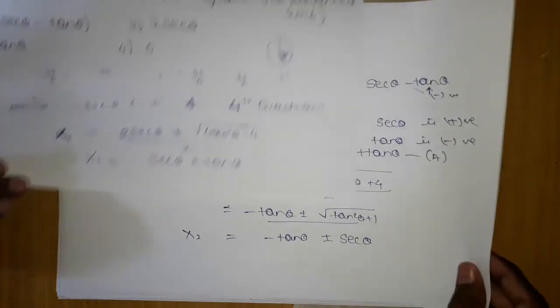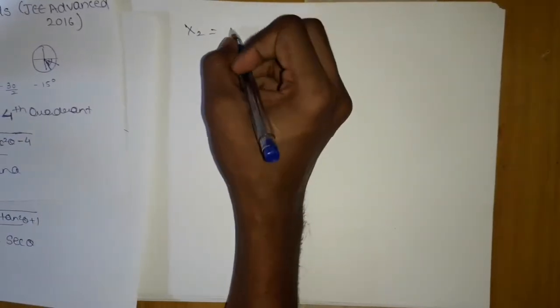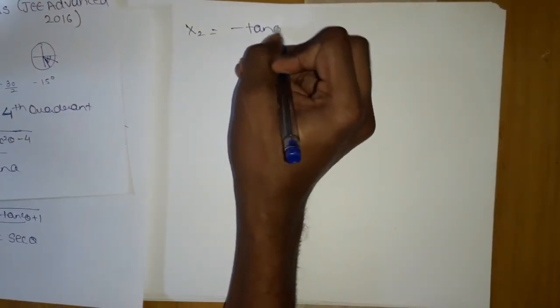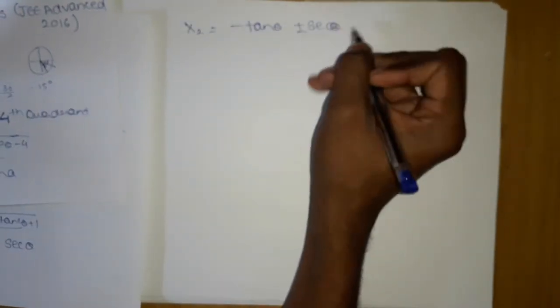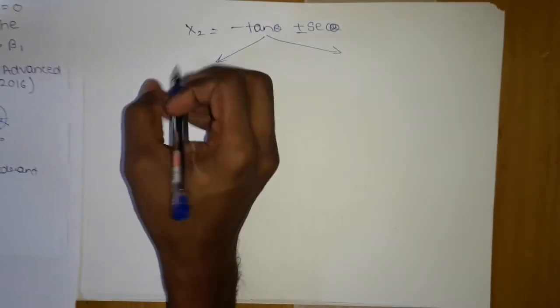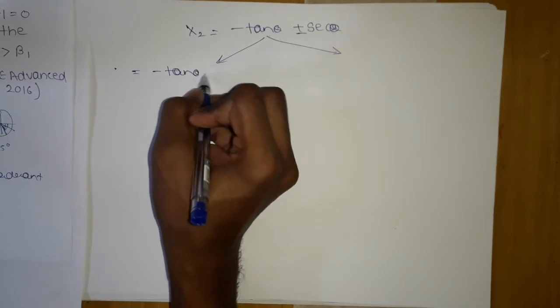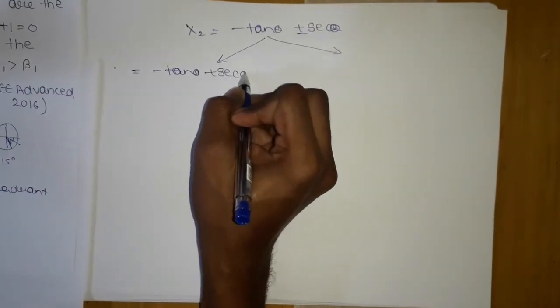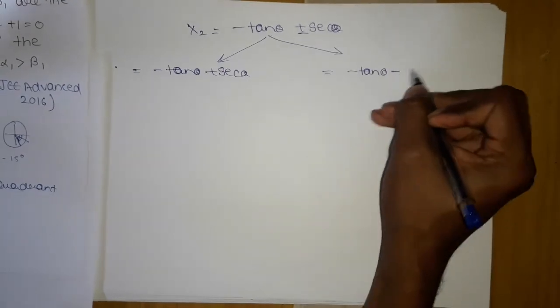Let me take the next page. So we have x2 as minus tan theta plus minus sec theta. Now this one I can write again in two forms. The first form is minus tan theta, here sec theta comes positive, and the next form is minus tan theta, and this sec theta comes negative.